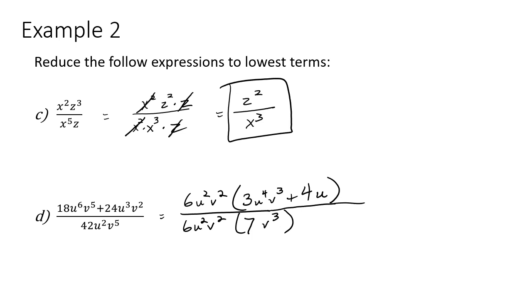Now that we've pulled out the greatest common factor between all three terms, those will divide each other away. And so what we're left with in this case would be 3u to the fourth v cubed plus 4u over 7v cubed. And again, please, please, please do not try to cancel out those v cubes. That does not work. It has to be a v cubed in every term of the fraction.